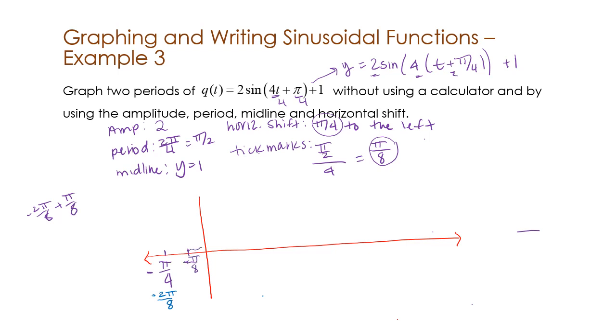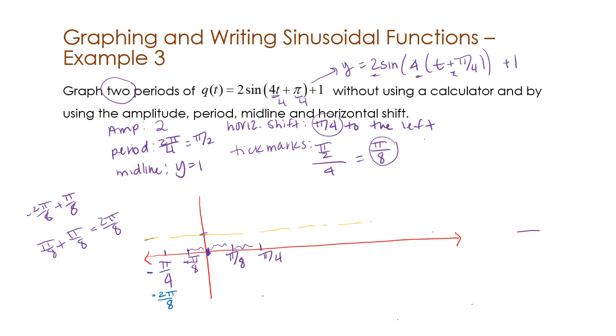Add a pi over 8 to that, and I'm at 0. Add a pi over 8 to that, and I'm at pi over 8. And then add another pi over 8, and I'm at 2 pi over 8, which reduces to pi over 4. Okay, so there's one full cycle. I'll start there, and then we can do the other period. All right, so we've got our midline at 1.